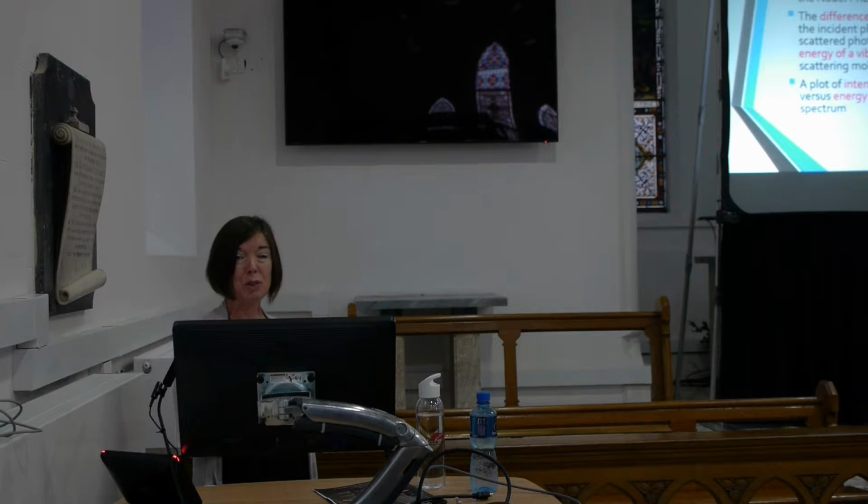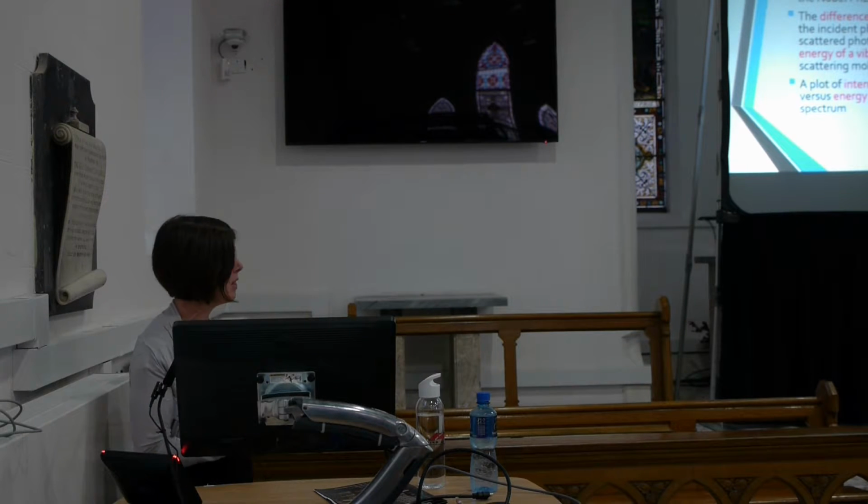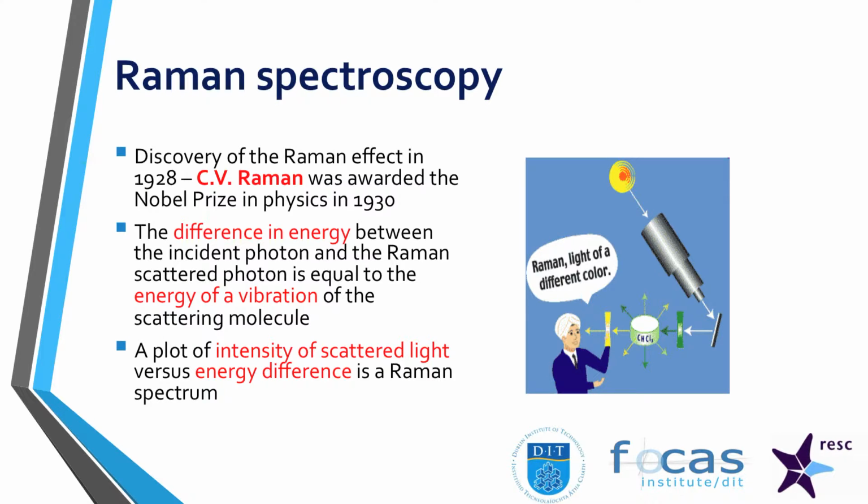Okay, so who discovered all of this? This was an Indian physicist called C.V. Raman, so it was named after him. And he got the Nobel Prize in Physics in 1930, so he discovered it in 1928. So this is C.V. Raman, and I really like this little cartoon. This is of his original experiment.